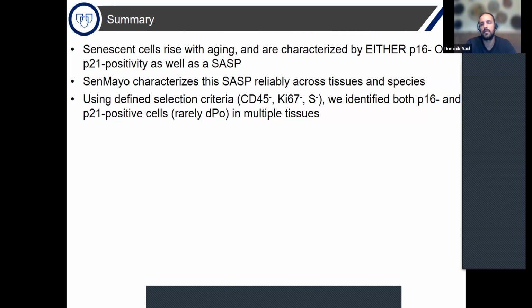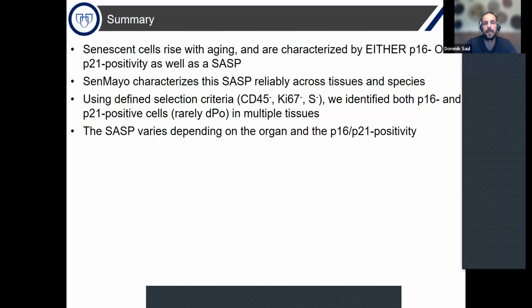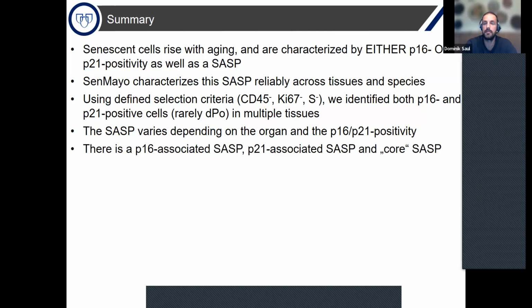Then from there we select P16 and P21 positive cells, and we very rarely find double positive cells across tissues. We found that the SASP varies depending on the organ and whether it's P16 or P21 positivity that we followed up on. We found a P16 associated SASP and a P21 associated SASP, that these were organ dependent, and we also find a core SASP that might be needed for every senescent or pre-senescent or senescence-like cell to secrete to influence the neighboring organs and cells.